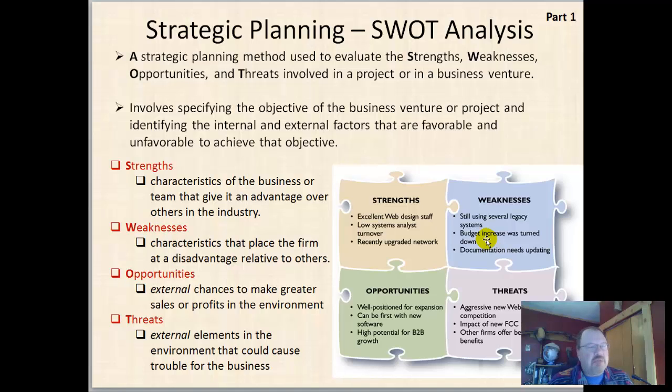Budget increase was turned down, so that would definitely be a weakness. Why would that budget increase be turned down? Maybe we're having a problem with the economy. Documentation needs to be updated. We'd have to know more about the business to specifically state why that's an issue. You need to have updated documentation regardless, but why that would be a weakness relative to others in the industry, I'd have to think about that example a little bit.